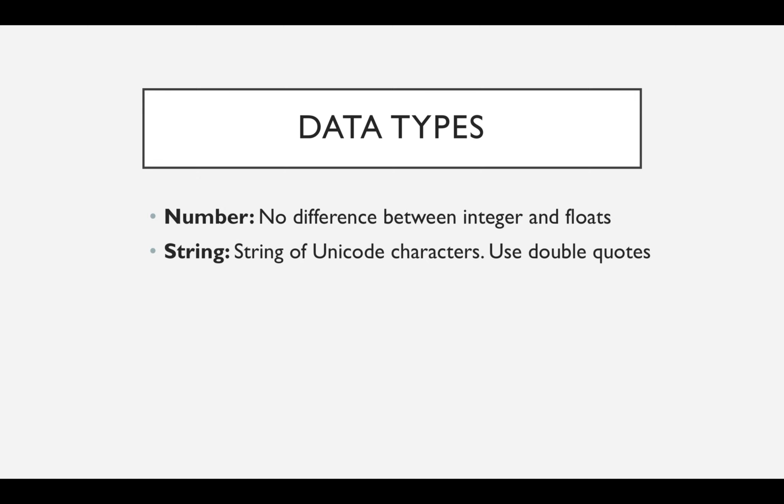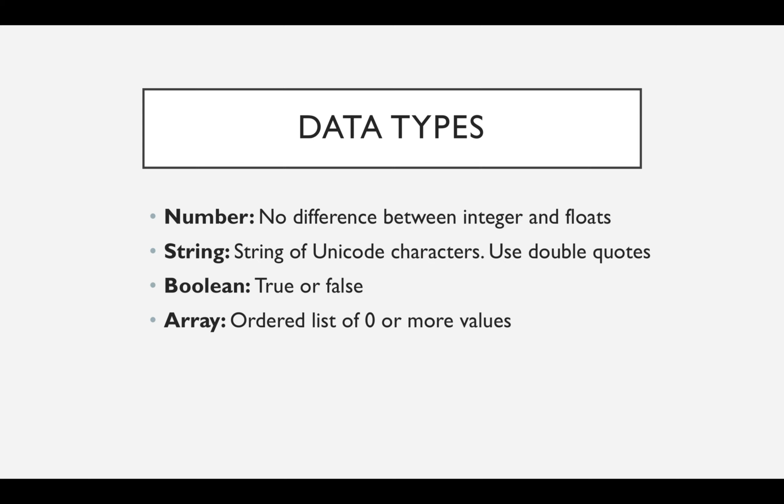A string. These are strings of Unicode characters, and they must be wrapped in double quotes. That is the essential here. JSON also supports booleans, which are true and false, just like JavaScript. Arrays, ordered lists of zero or more values. Arrays are always wrapped in square brackets, just like any other programming language that you're used to.